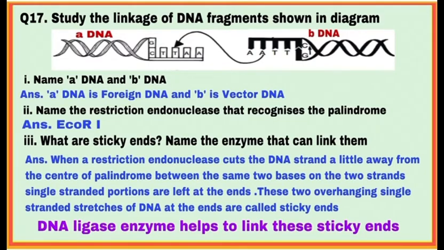DNA is cut with restriction endonuclease enzyme. It is done a little away from the center of the palindrome, between the same bases on both strands. After cutting, single stranded portions are left at the ends. These two single stranded stretches of DNA at the ends are called sticky ends. These two sticky ends are ligated together by enzyme DNA ligase.